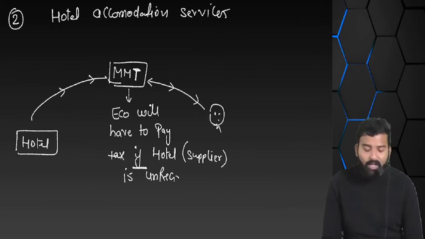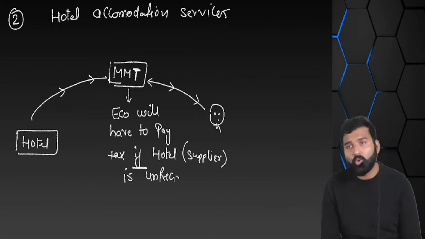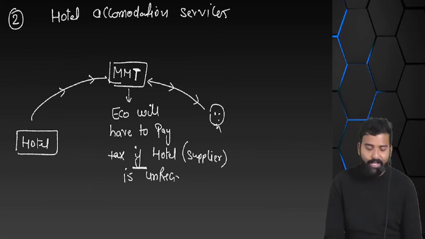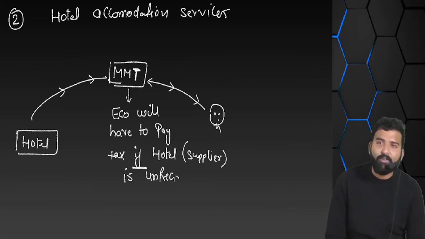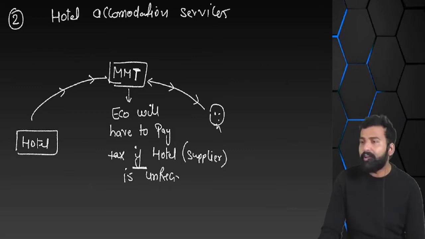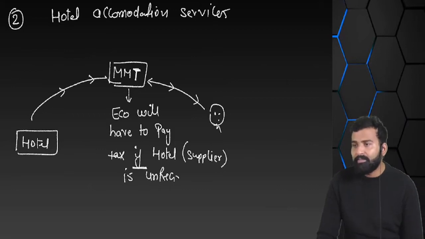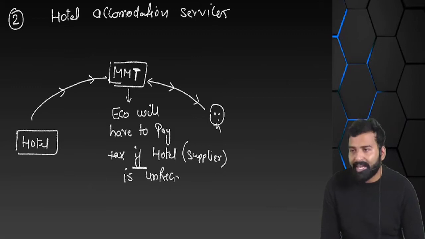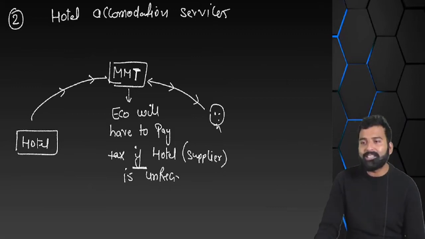Second thing is hotel accommodation. If a person is supplying services through a hotel on an e-commerce platform like MMT or GoIbibo, then the e-commerce platform is liable to pay GST. But in this case, there is an if. E-commerce will be liable to pay GST only if the hotel is unregistered. If the hotel is registered, then the e-commerce operator is not liable to pay any GST. GST will be paid by the e-commerce operator only when the hotel is unregistered.